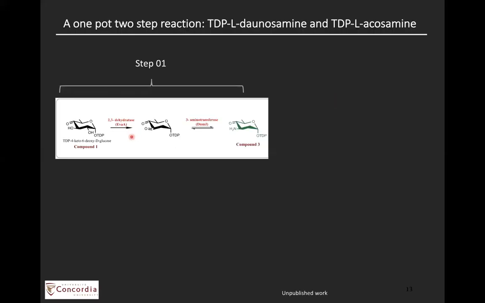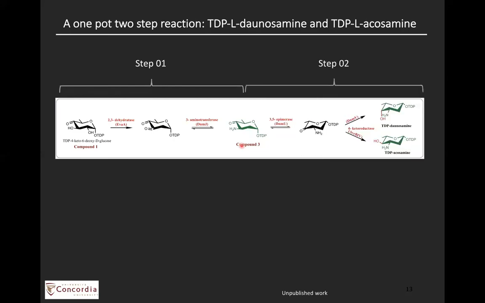Next, starting from compound 1, we have proposed a one-pot, two-step reaction for the production of TDP-L-daunosamine and TDP-L-acosamine in vitro. So the reaction is initiated by adding these two enzymes. In this case, EVAA will dehydrate compound 1, and then DNMJ will add an amino group to produce compound 3. In the second step, we add an epimerase enzyme, and a ketoreductase.